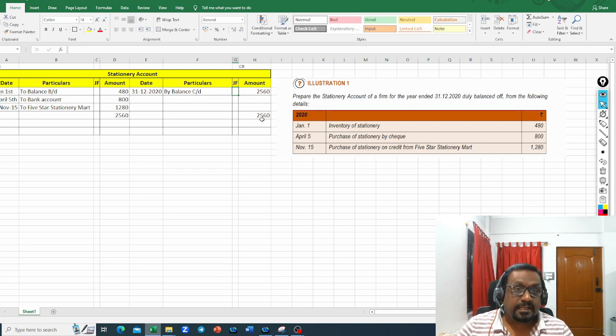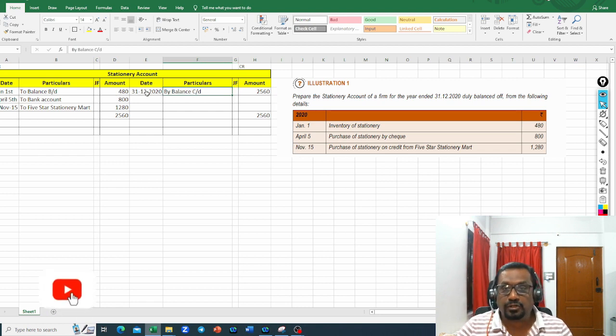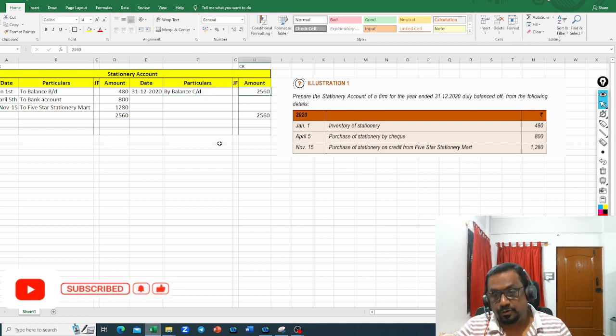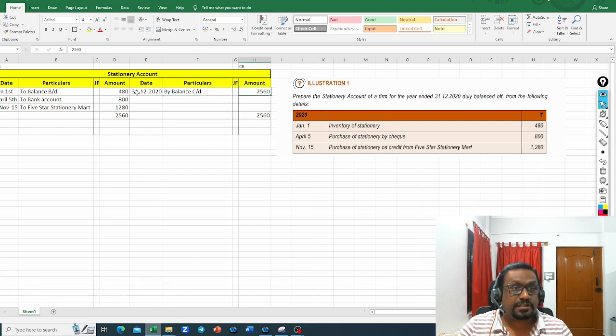Why am I doing this? This is the total. If I have anything here, I need to subtract it from 2560, but nothing is there. So I need to put the same amount, and this is the balance. So on 31st 12 2020, by balance carried down, I need to put this amount as 2560. This is as on 31st December 2020. I am carrying forward this balance to the next period. That is the reason why we are showing this as balance carried down.